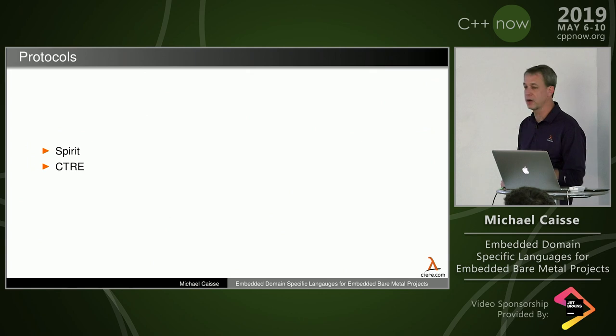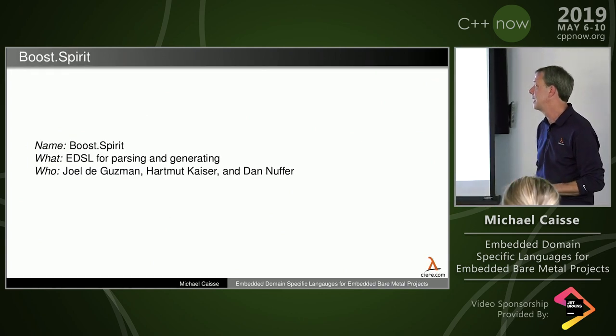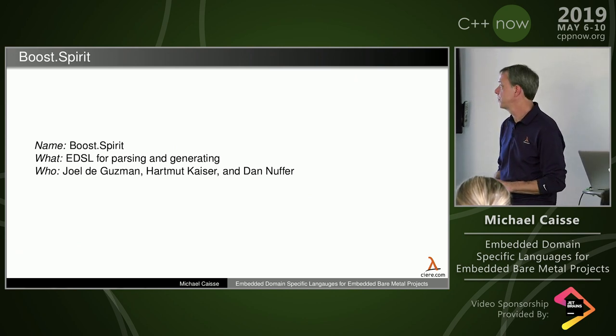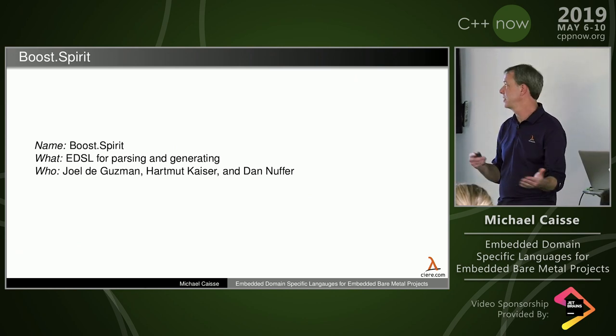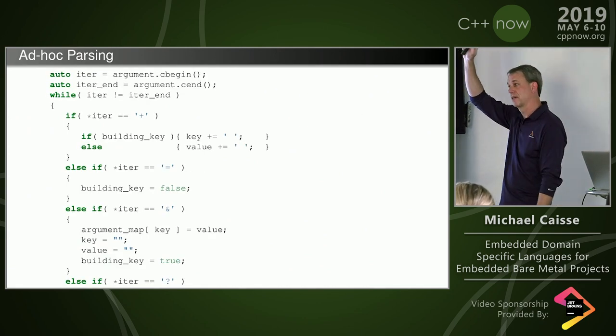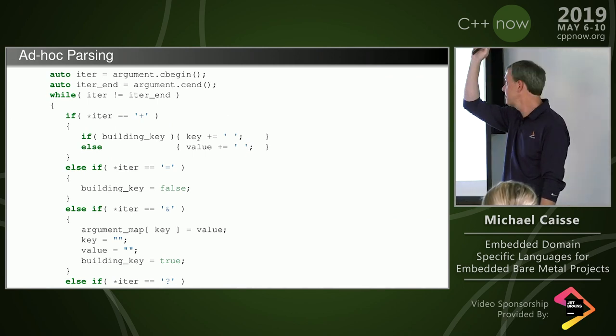Let's talk a little bit about protocols. Spirit is one that we use. We don't use it in bare metal. Joel, Hartmut, and Dan were the main contributors. It is for parsing and generating. Anybody have code that looks like this for parsing? Yeah, good. It's interesting, the same people who do RTTI.